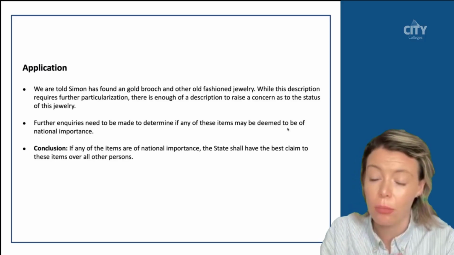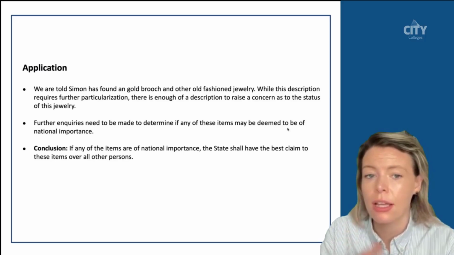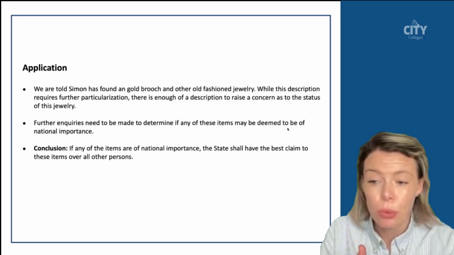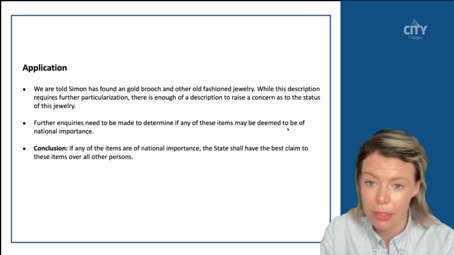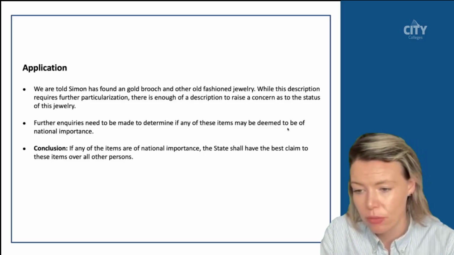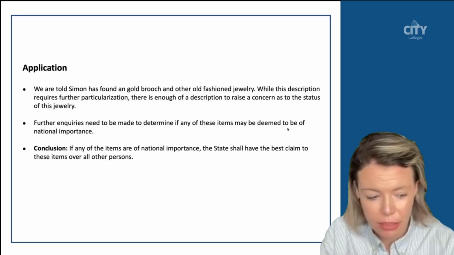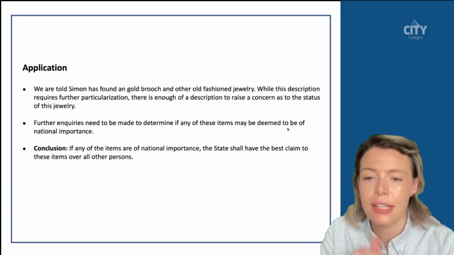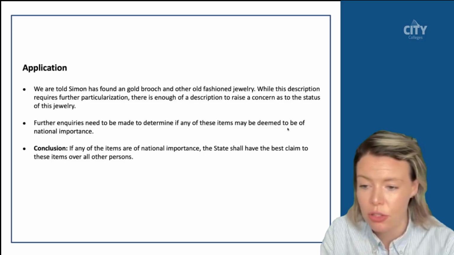In applying the law, being Webb v Ireland, to our facts, Simon has found a gold brooch. We know, well, all we really know is that it's an old-fashioned piece of jewellery. We need further particularisation of that. We are not archaeologists, we are not experts in this field, and even if we are, we aren't for the purpose of this exam, so we aren't going to draw any conclusions on that.